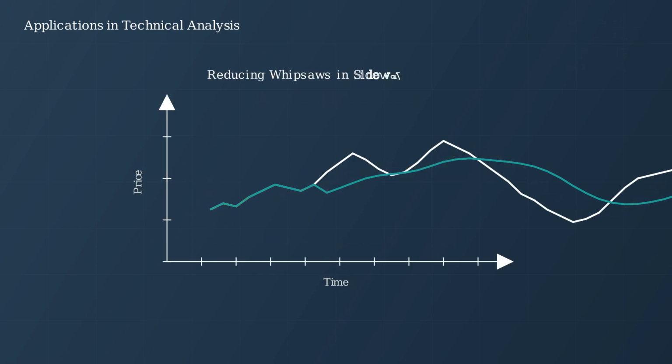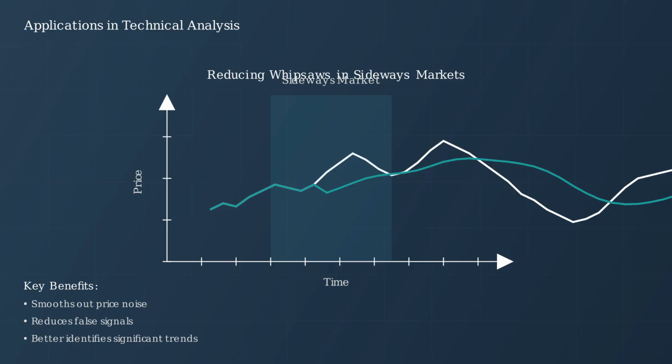One of the key advantages of LSMA is its ability to reduce whipsaws during sideways markets. In sideways markets, price often fluctuates without a clear direction, causing traditional indicators to generate numerous false signals. LSMA's mathematical foundation helps it better filter out random price noise, reducing the number of false signals compared to simple moving averages. By focusing on the underlying trend rather than short-term fluctuations, LSMA provides clearer entry and exit signals, particularly valuable in choppy market conditions.